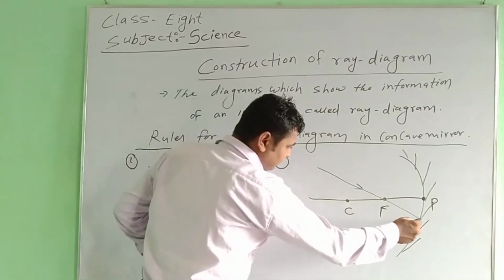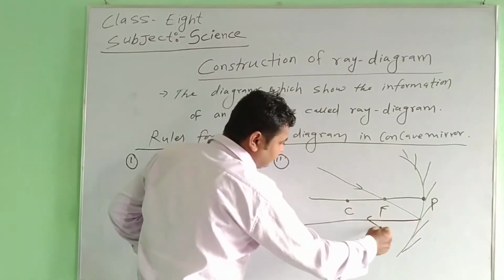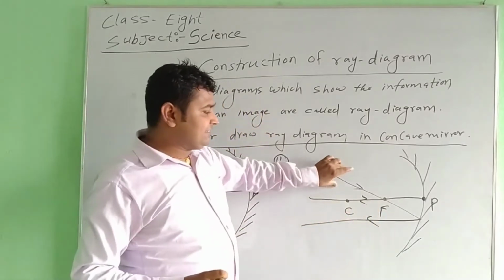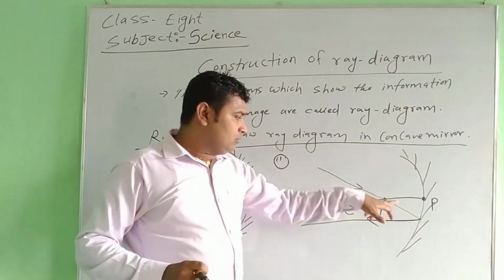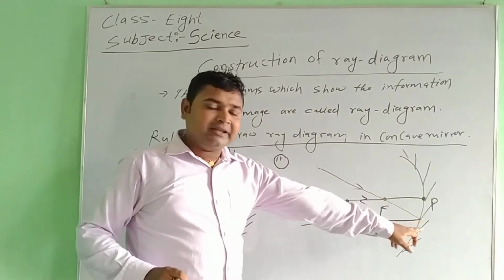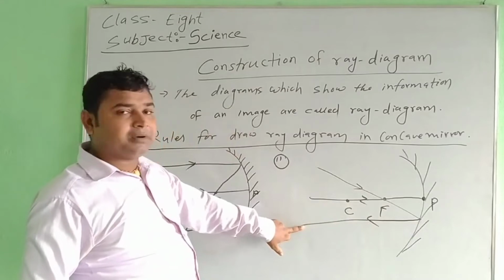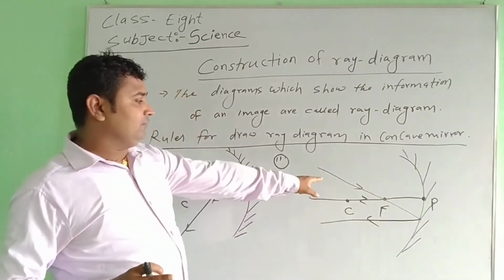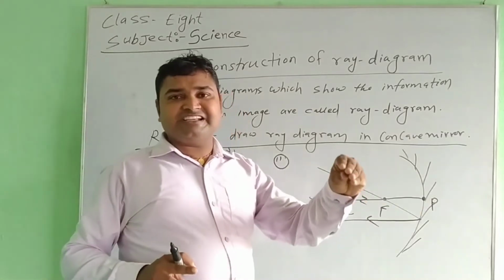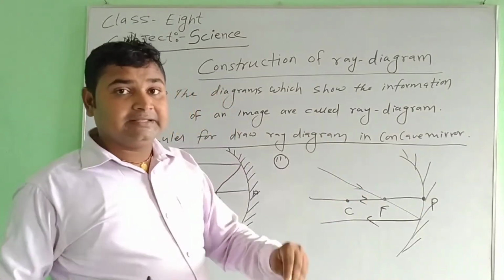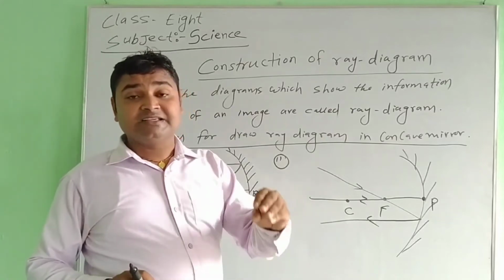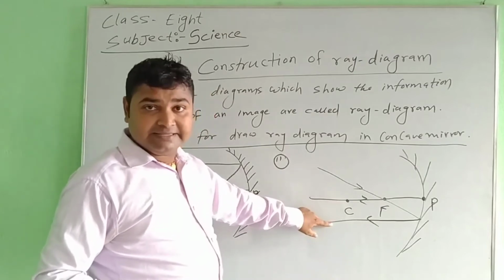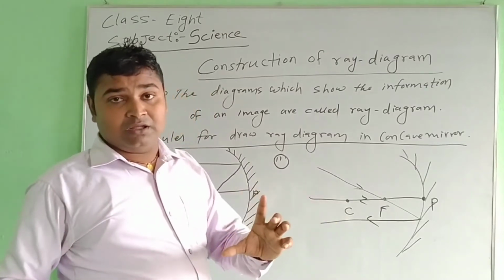It is always reflected parallel to the principal axis. Now, this incident ray, when passing through the focus, must be parallel to the principal axis after reflection. Second rule: when the incident ray is passing through the focus, then after the reflection, that ray must be parallel to the principal axis. This is the second rule.